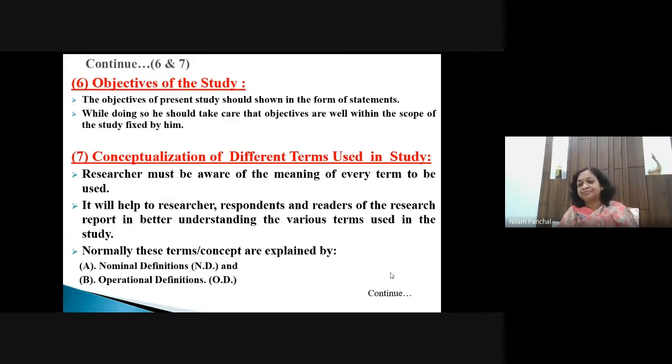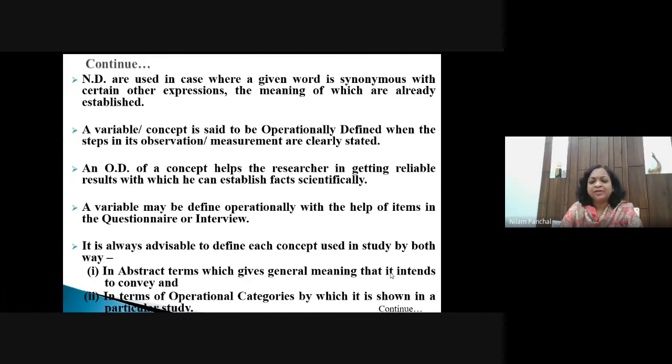Each and every term that you are using in your research should be known. The meaning should be known. It should be defined well in your research. It would help the researcher, respondents, and the readers of the research report in better understanding the various terms used in a study. Normally, these terms or concepts are explained by nominal definitions and operational definitions. Okay, so what is a nominal definition and an operational definition?